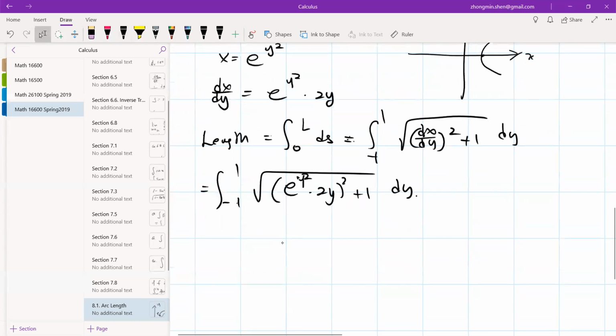Okay, you're not able to evaluate it, it's complicated. And in some cases, it's impossible. You can only estimate using computer software.